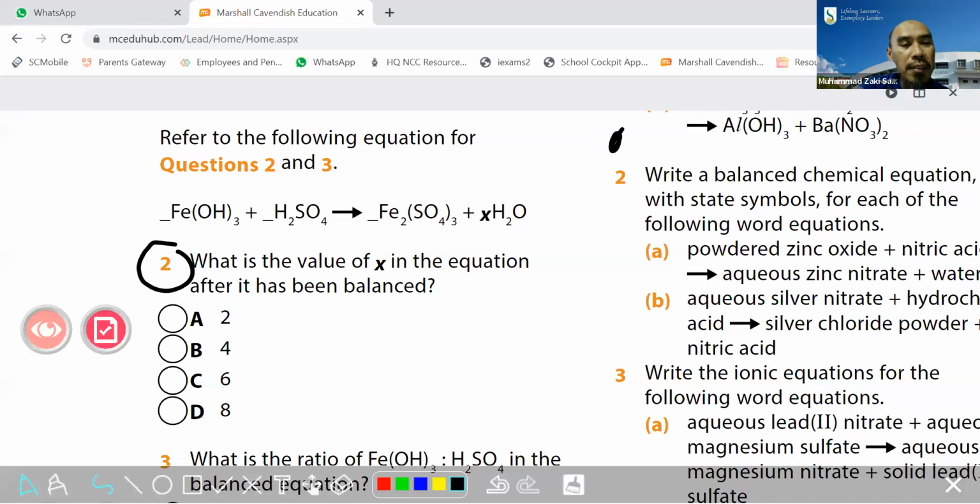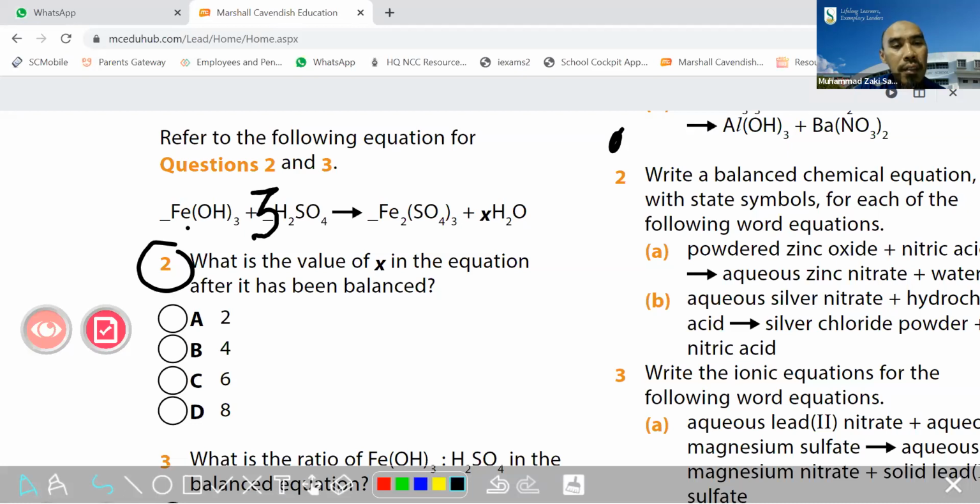Okay, the clear one is the iron, Fe. This one got 1 iron, this one got 2 iron, so looks like the iron is not balanced. I want to try the SO4 first, the SO4 group. You see, this side contains 3 sets of SO4, this one only 1 set of SO4. So instinctively, you may want to put 3 here. Yep, that makes the SO4 balanced.